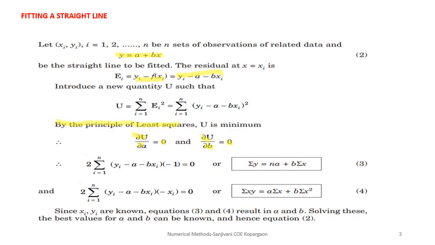So here what you get after differentiating are these two equations. Summation y is equal to n into a plus b summation of x, and summation xy is equal to a summation of x plus b summation of x square. These two equations you really need to remember, because in the subsequent slides we are going to convert the given form of a curve into a straight line form, and then we try to fit a straight line, find these values, and thereby fit the curve.